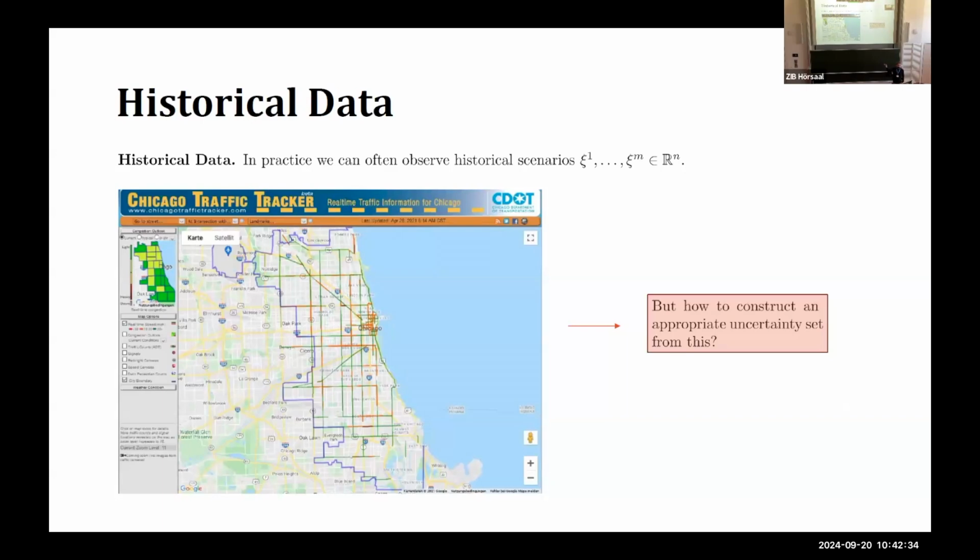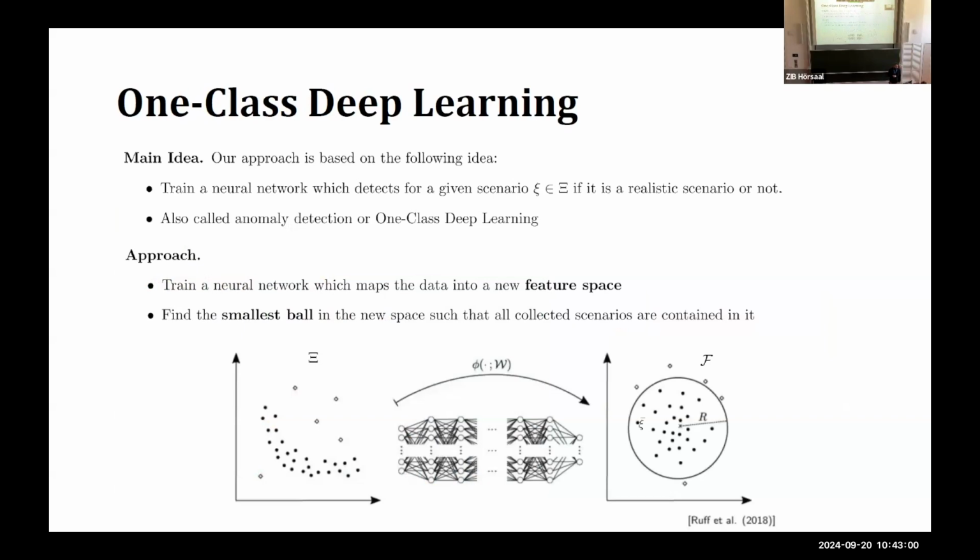So the scenarios in the facility location were the demands, but you could also consider a transportation problem. In this case, the scenarios could be the travel times in a graph. So you can observe this. You can collect a lot of data here. But how do you construct your uncertainty set now? So what is a good uncertainty set you want to hedge against? So there's a lot of work on this. But let me very quickly show how you can use neural networks again here.